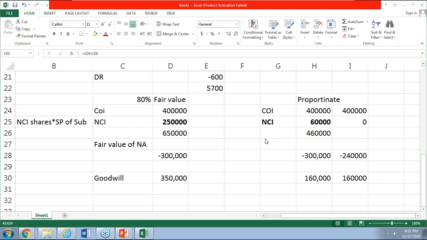So this goodwill of 1,60,000 is called partial goodwill.